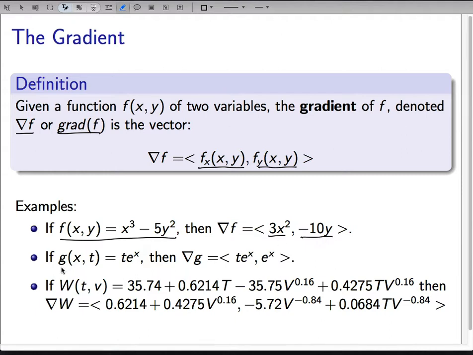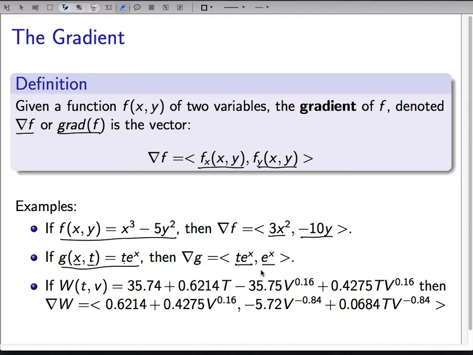If we look at another example, now we have g of (x, t) is t times e to the x. Then the gradient of g, you take a derivative with respect to the first variable, x, and we know the derivative of e to the x is just itself, and t behaves like a constant, so we get t times e to the x. Next, you take a derivative with respect to the second variable, t, and now e to the x behaves like a constant, so that's just a constant times t. That's a derivative of a linear function, and we just get the constant.